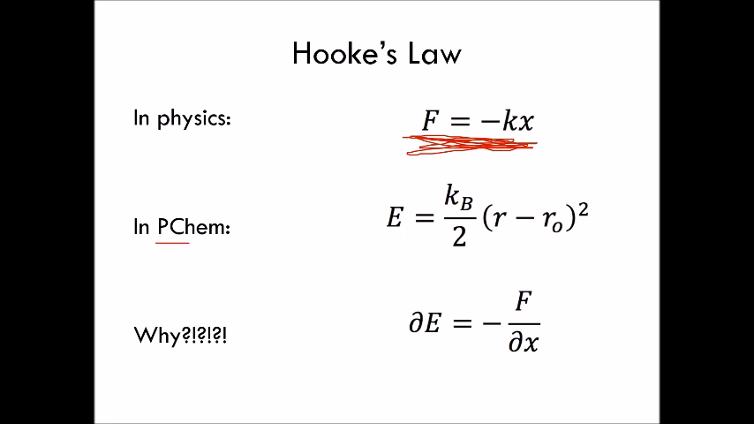Remember that in PChem, we're not looking at force, we're looking at energy. So when you're looking at that, it's going to be energy is equal to kb over 2, where kb, remember, is your spring constant, times r minus r naught raised to the second. So why is this different? I've had a lot of you come to me asking questions about that. The big thing to note is that the change in E is equal to force over the change in distance, which if you take the integral of that, that's where this equation actually comes from.